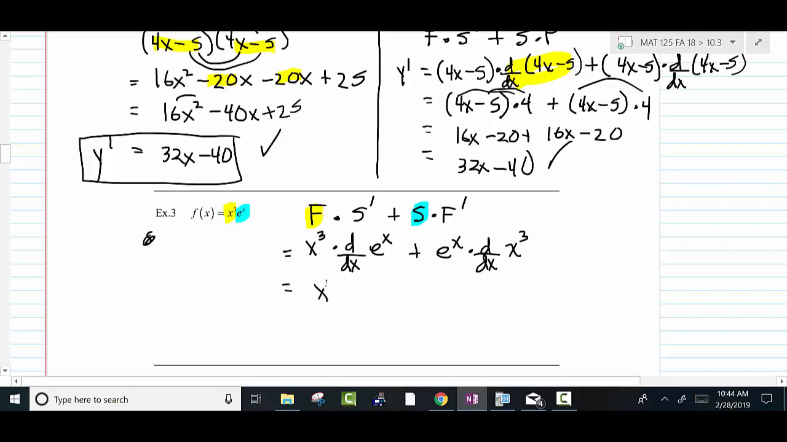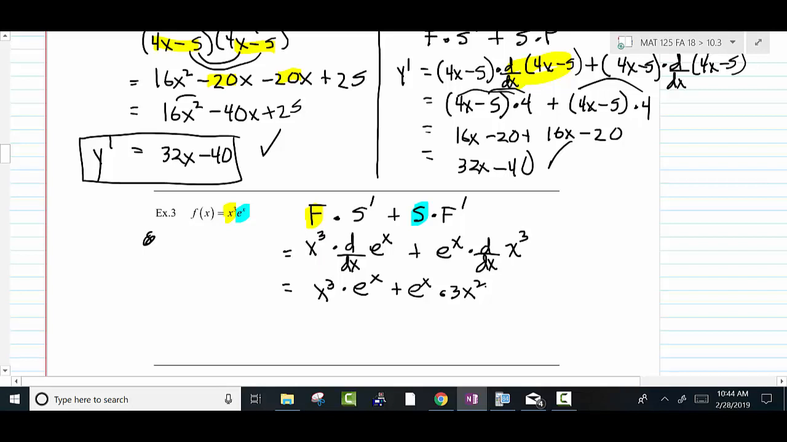You would have x to the third. What's the derivative of e to the x? E to the x. Okay, got that. Then you bring the rest down. That's e to the x. And how about x to the third? 3x squared. Okay, so that is your derivative right there.